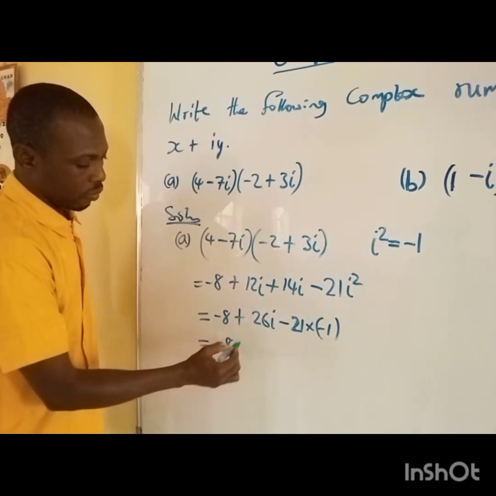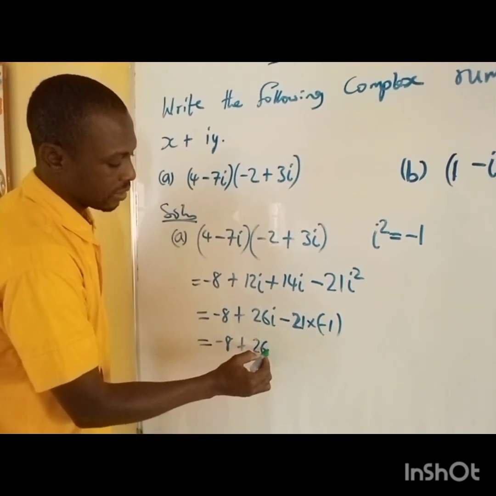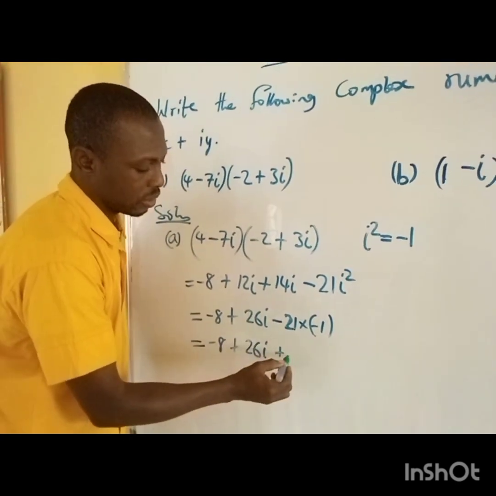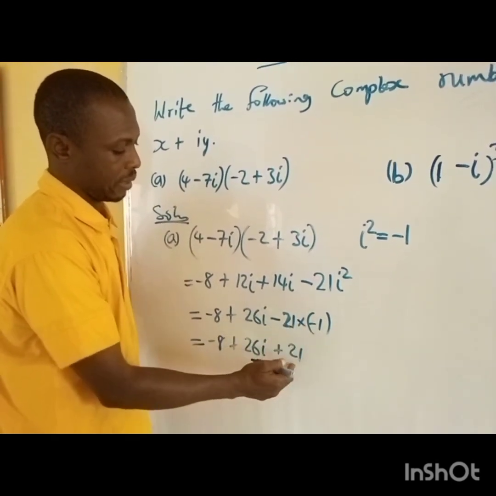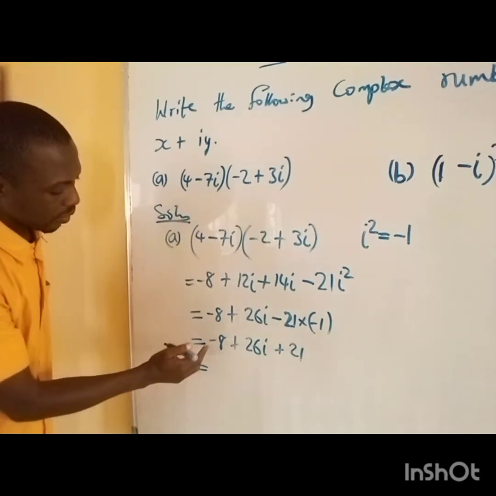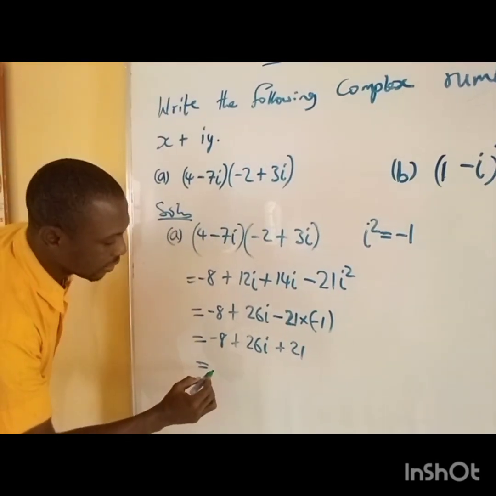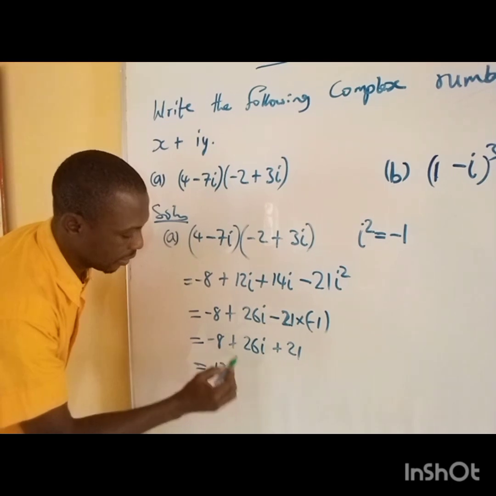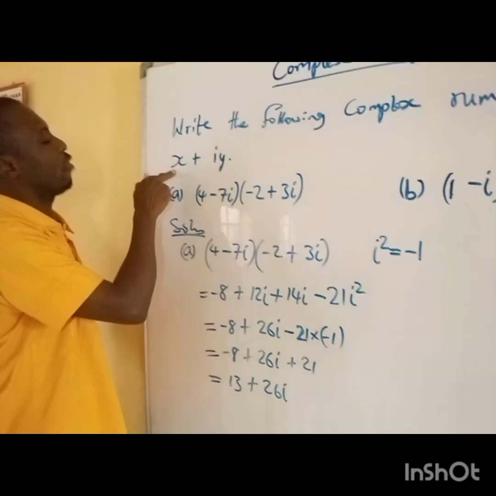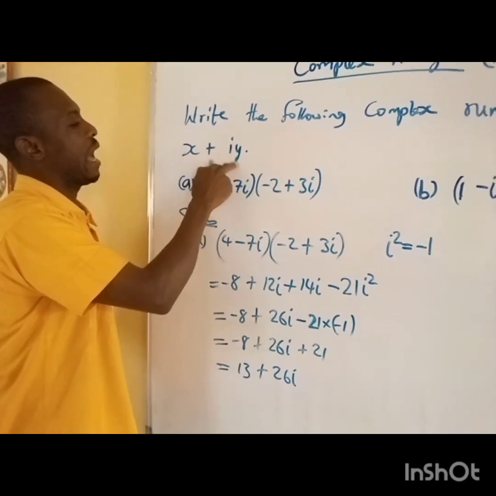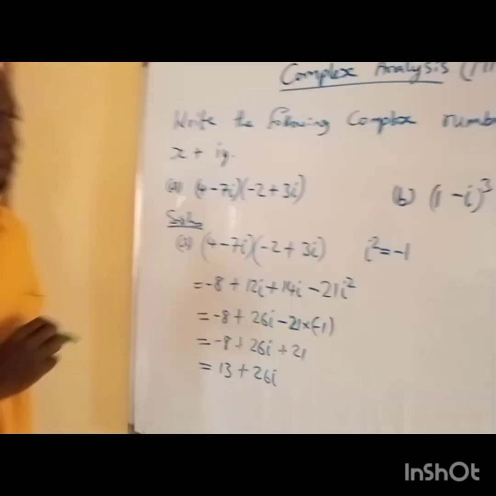So the whole thing becomes minus 8 plus 26i plus 21. Minus times minus is plus, 21 times 1 is 21. So minus 8 plus 21 becomes 13. 13 plus 26i. So our result is now in the form of x plus iy. So this is the correct answer for A.